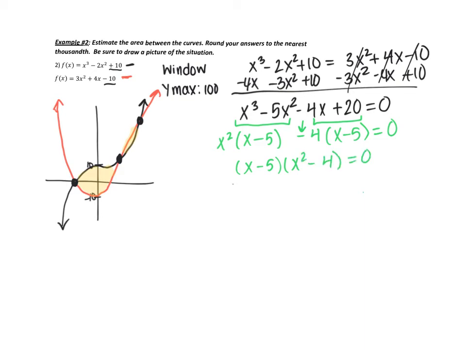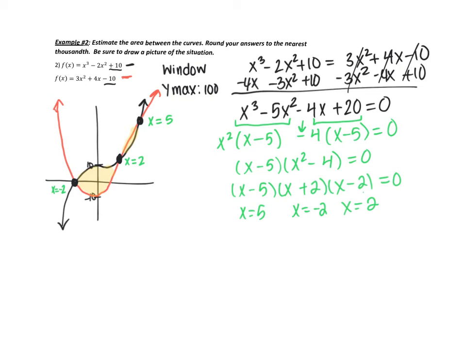And the x squared minus 4 is a difference of squares, so that'll give us x plus 2, x minus 2. For solutions of 5, negative 2, and 2. So this x value is negative 2, this x value is 2, and this x value is 5. So those are the spots where we're going to break up our integration. And we have to figure out what's on top and what's on the bottom.